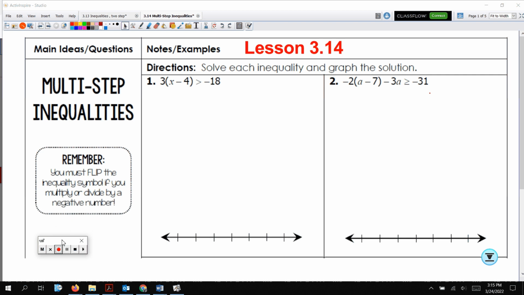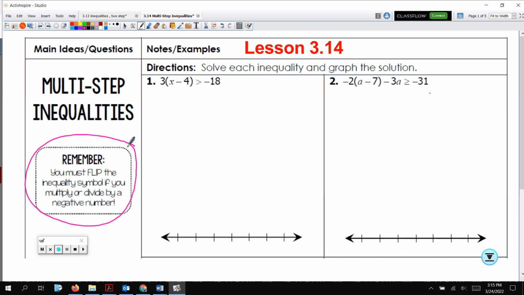All right, today's lesson is lesson 3.14. We are going to be solving multi-step inequalities. I do want you to pay attention to what I have in the little box on the side here. Remember that you have to flip the inequality symbol if we multiply or divide by a negative number.